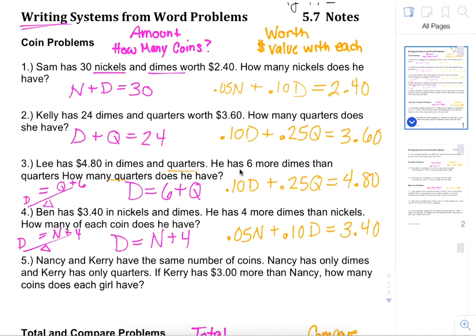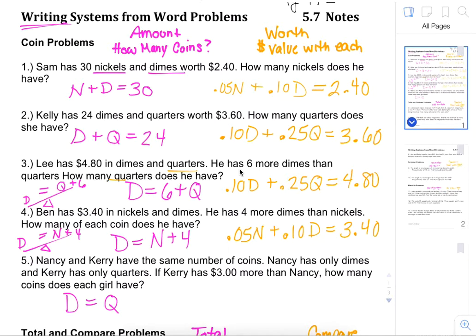It says Nancy and Carrie have the same number of coins. Nancy has only dimes. Carrie has only quarters, but they have the same amount. So in their hands, the dime amount and the quarter amount are exactly equal. So maybe I have 10 of each, 10 dimes and 10 quarters, or 3 dimes, 3 quarters. We don't know yet, but I have the same amount of each.